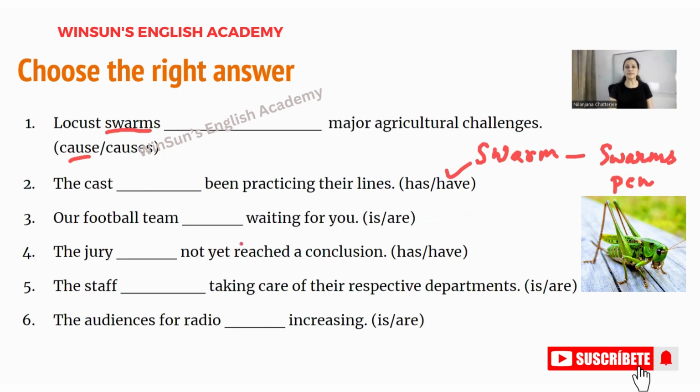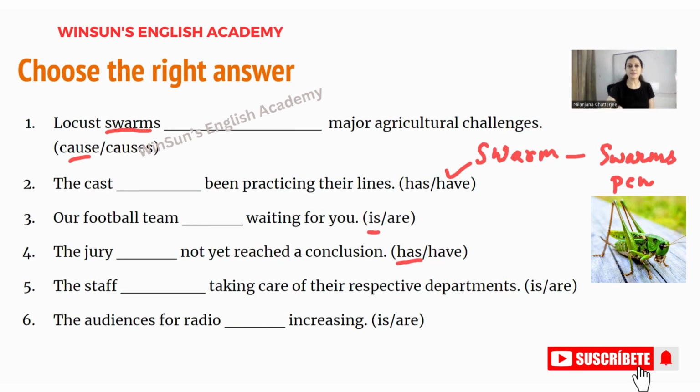Our football team dash waiting for you. So they are working as a singular entity together. They are waiting for you. So together, one. Yes, is waiting for you. The jury dash not yet reached a conclusion means together they are still thinking. So the jury has or have. The jury has not. It's not talking about divided in opinion. No, together they are thinking. So the jury has not yet reached a conclusion.